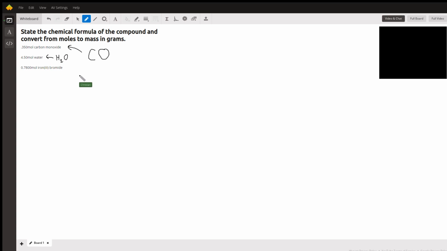And then lastly, with this one, let me touch on this real quick. Iron 3 bromide. This is a Roman numeral right here. That 3 is telling you the charge of the iron. Since it comes first in the chemical formula, that tells us that it is positive. So I know that iron on the periodic table has the symbol Fe, and that's a 3 plus.